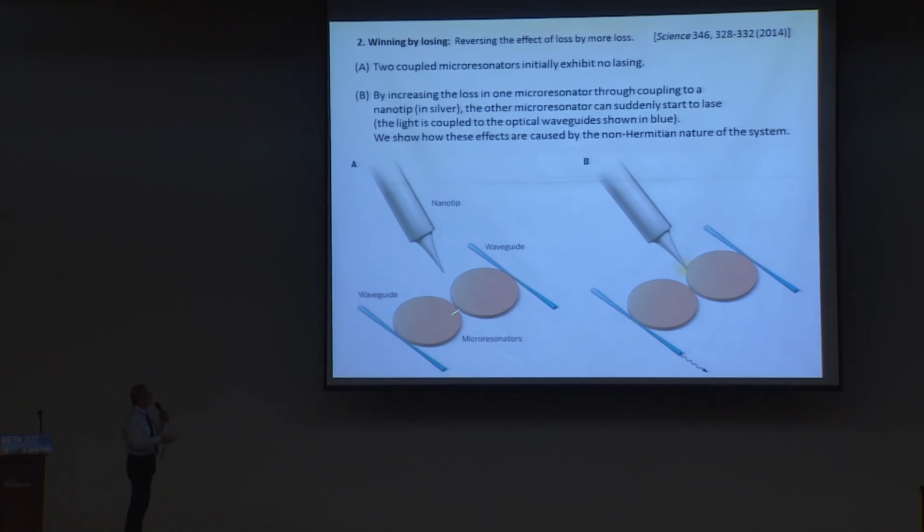So you have two coupled resonators here. You put a nanotip here, and when you put the nanotip, the loss increases, and you can get the lasing here. And these effects are caused by the non-Hermitian nature of the system.